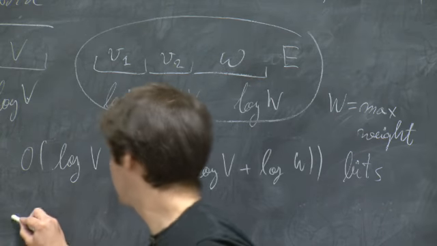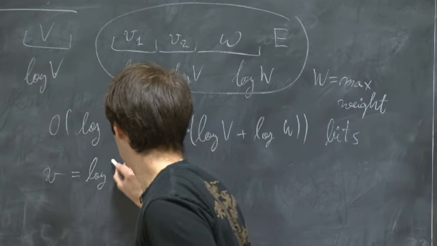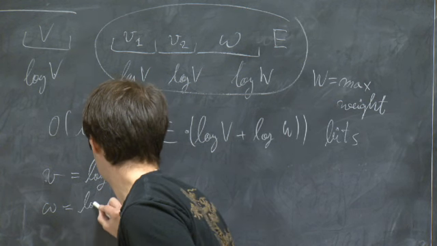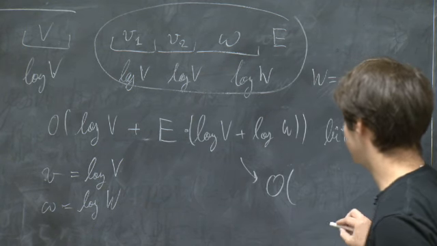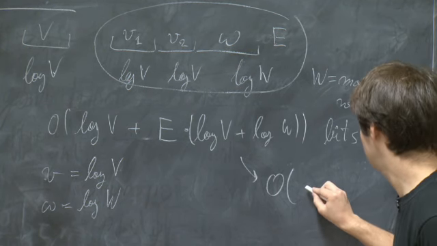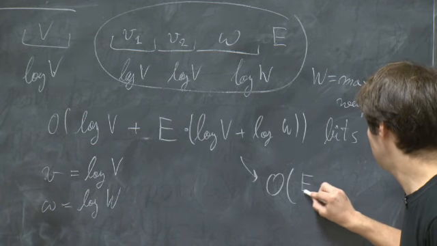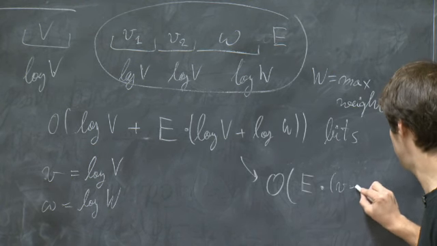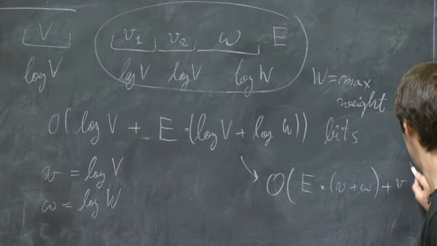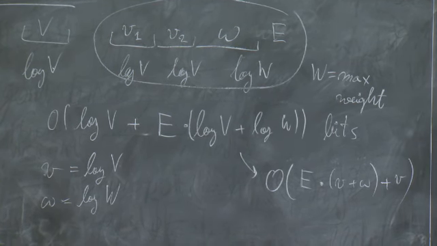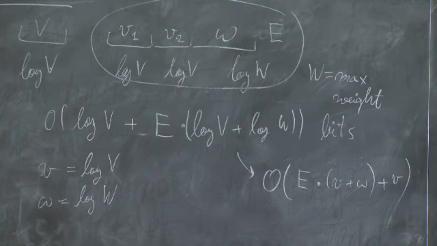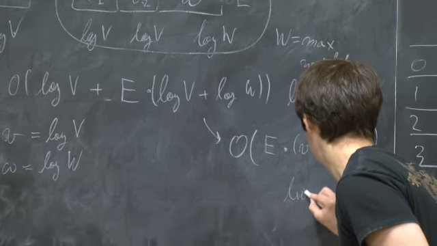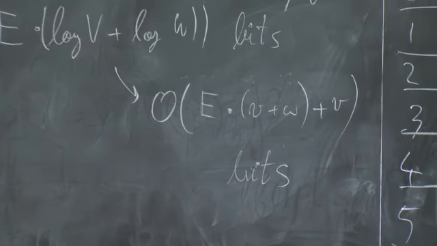Now, let's say little v is log V, and little w is log W. So then this is order of how many bits do I have here? E times v plus w plus v. I just replaced the logs with these variables. This is how many bits.